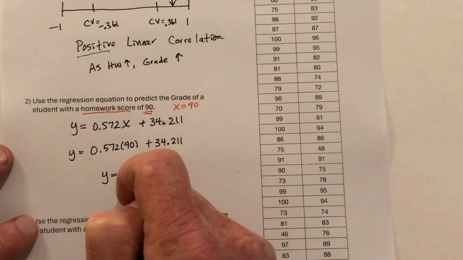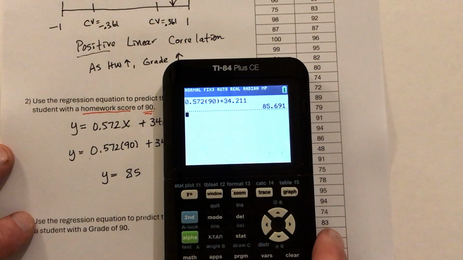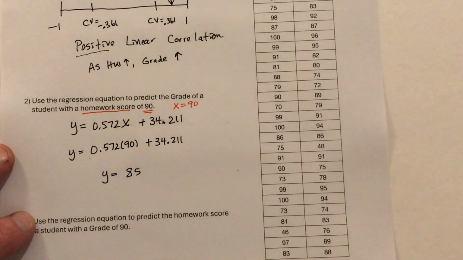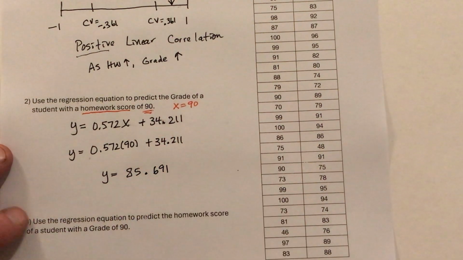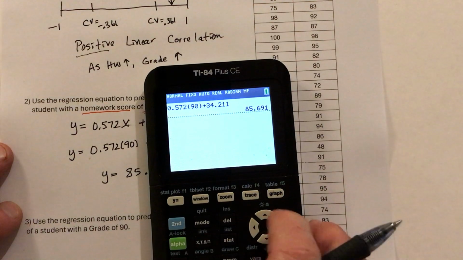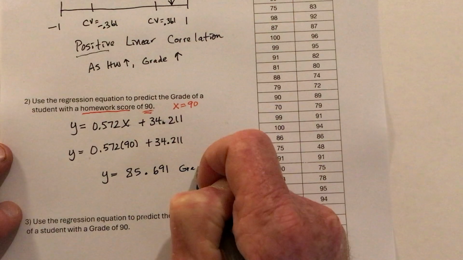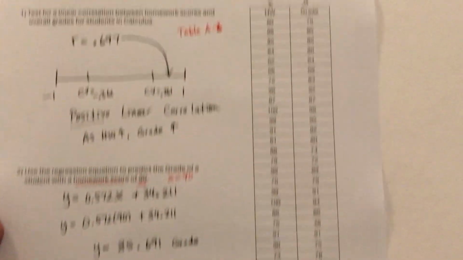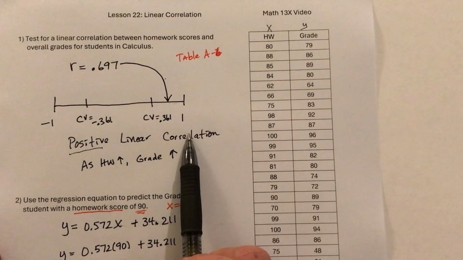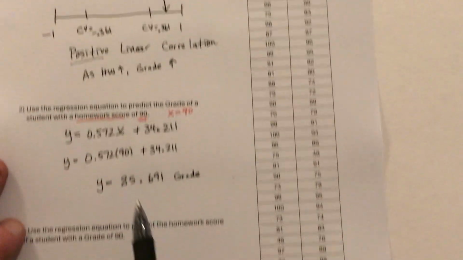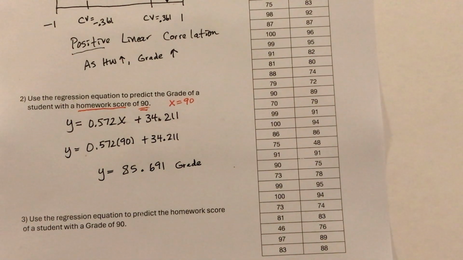So Y equals 85.691. Okay, so then that's their overall grade. Now, this is not 100%, so there is a positive correlation, but that doesn't mean it's a perfect correlation, which means this is not a perfect prediction, but it is a pretty good approximation.